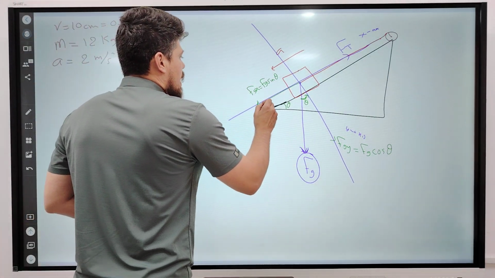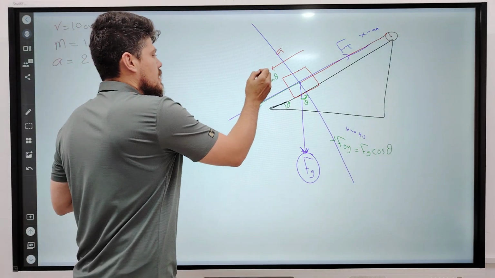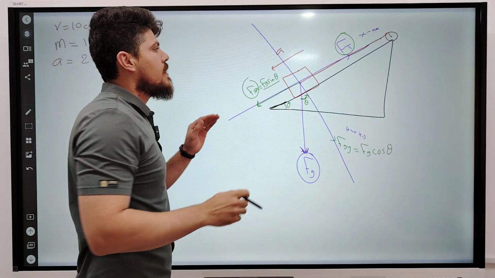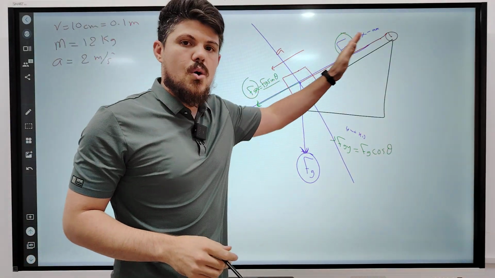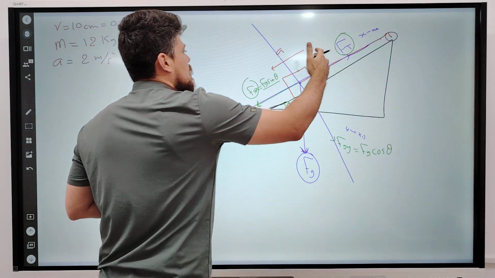Now, how many forces do we have on the x-axis? We have two forces: FGX, which is equal to FG sine theta, and the tension force, the force of the rope. So is the object moving upward or downward?